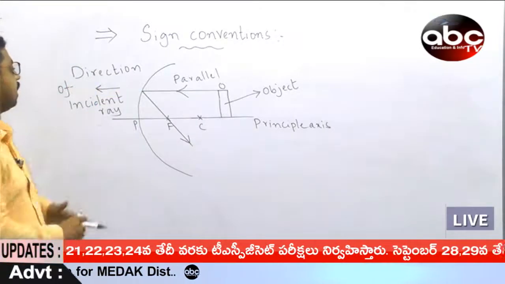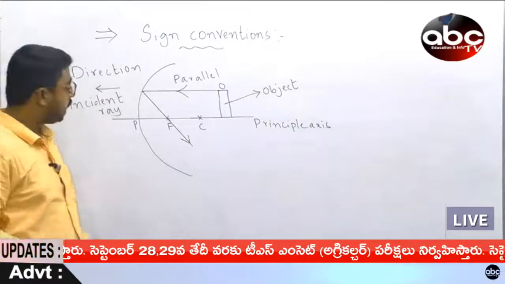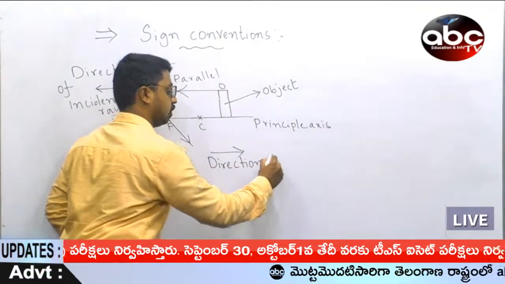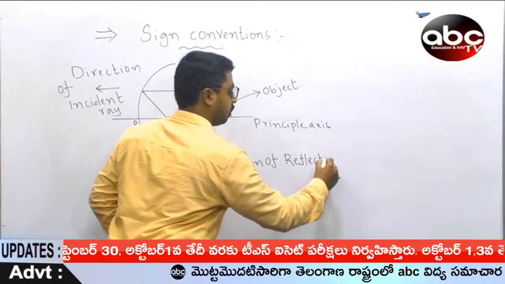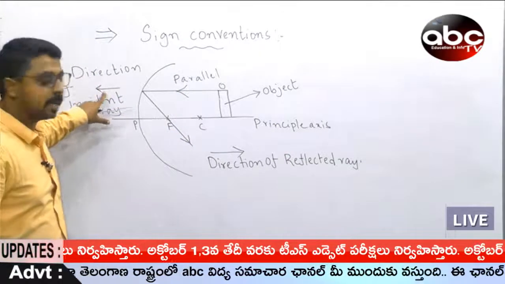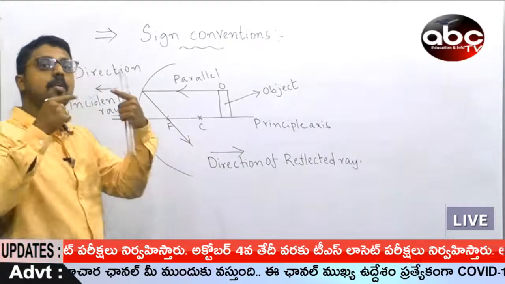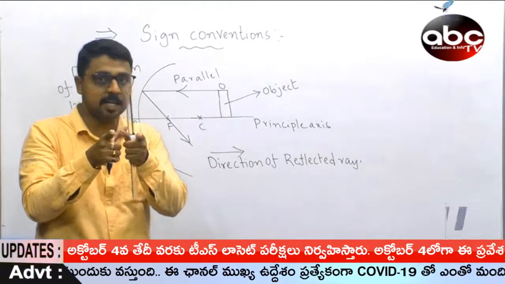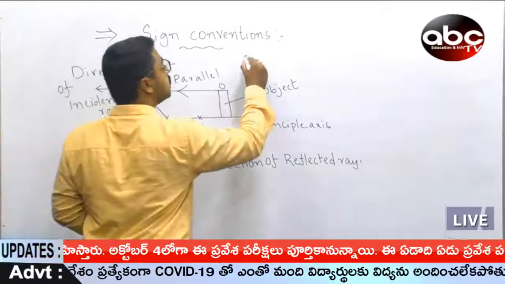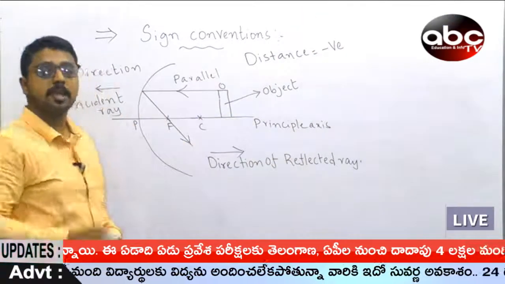Direction of incident ray is in this direction, whereas you observe the direction of the reflected ray is in this direction. So dear children, if we observe here, the incident light ray goes to this side, and the reflected light ray goes to that side. Both are not in the same direction. So in such a situation, whichever distance we take, we have to take it as negative.